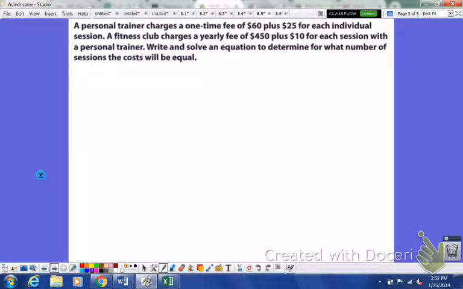Alright, let's take a look at this word problem. A personal trainer charges a one-time fee of $60 plus $25 for each individual session. A fitness club charges a yearly fee of $450 plus $10 for each session with a personal trainer. Write and solve an equation to determine for what number of sessions the cost will be equal. Okay, so first off, we're using the same variable for each situation. So let x be the number of sessions.